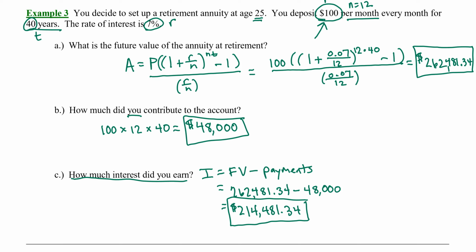Can you see why Einstein called compound interest a miracle? You, again, have a modest deposit, $100 per month every month for 40 years of your working life. You only deposited $48,000, but it grew to over $250,000, $262,481.34. This is a very, very wise thing to do, and it's a great way to save for retirement.